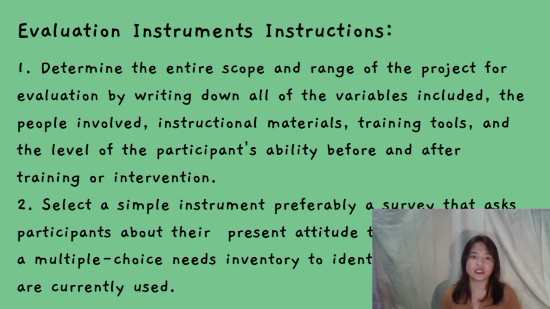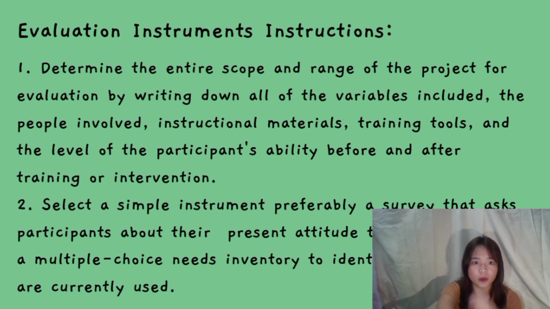The first one is to write down all the variables, participants, instructional materials, training instruments, and the level of participants' ability prior to and throughout training or intervention, to determine the project's full scope and range for evaluation.